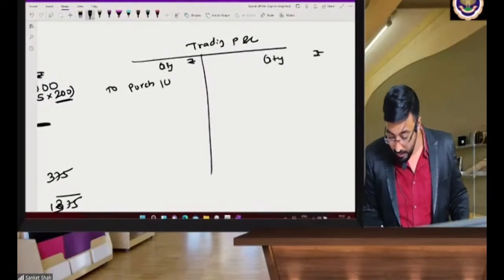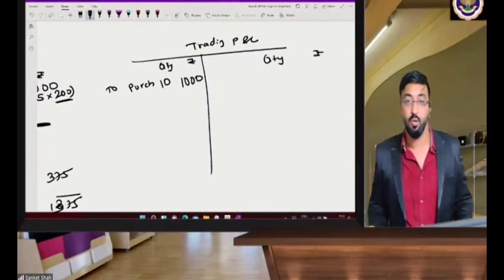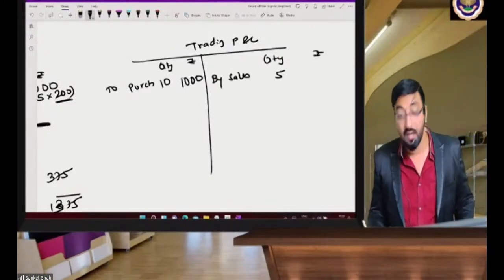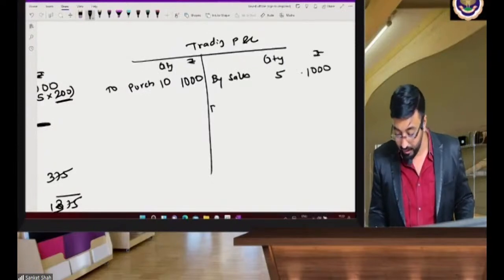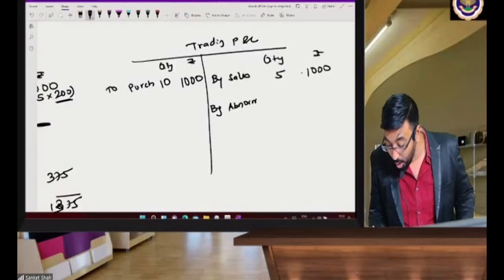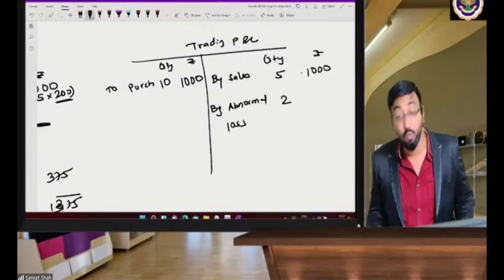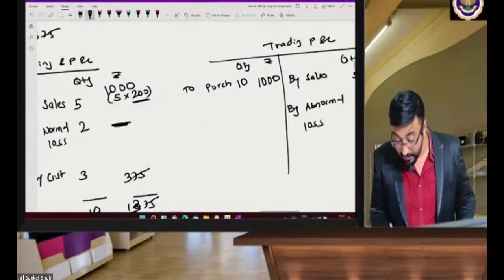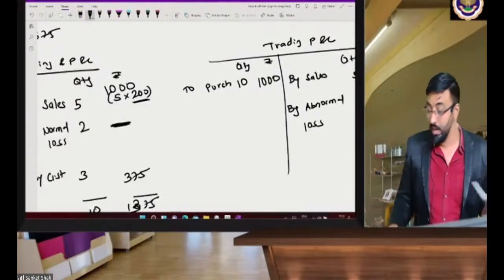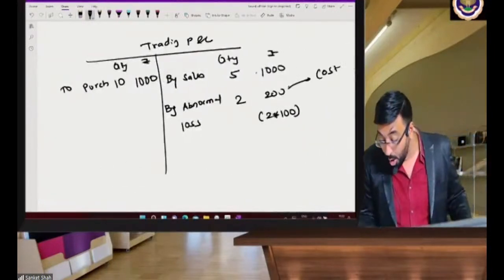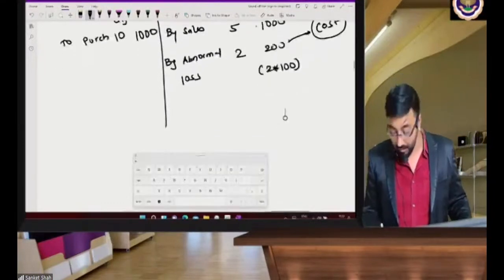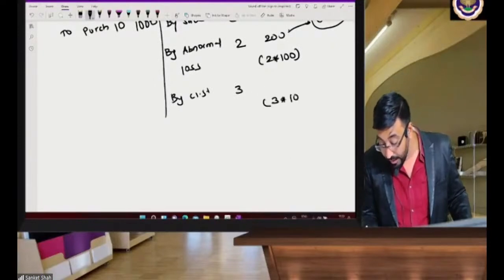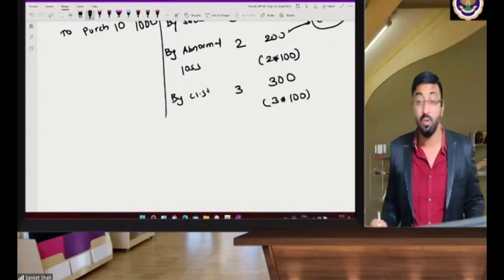Quantity, rupees. How many pens did you buy? Your debit side is not different; it is 1000 only. By sales, how many pens are you going to sell? 5 pens at rupees 1000. But wait, now your abnormal loss is 2 pens, and here you are going to record it at rupees 100. Normal loss you recorded at scrap value, but here there is no scrap value, so dash. But abnormal loss is recorded at cost. And you are left with 3 pens, which you also record at 3 into 100, so 300.